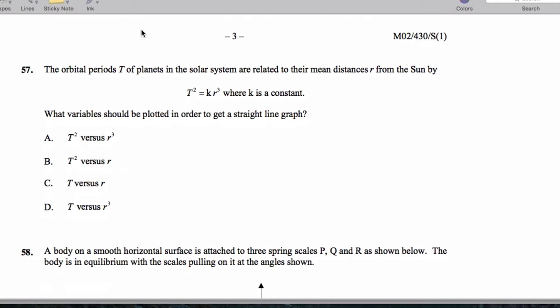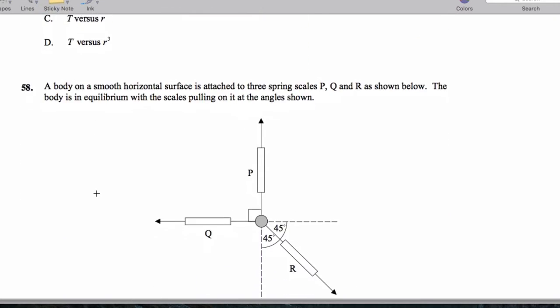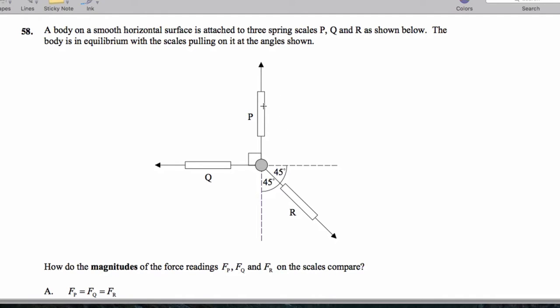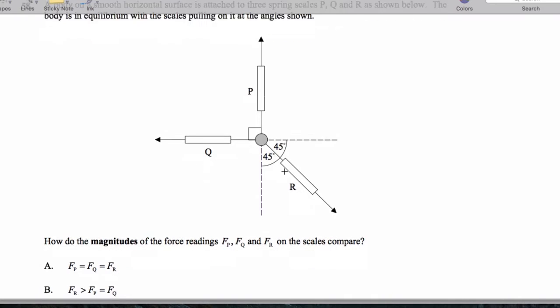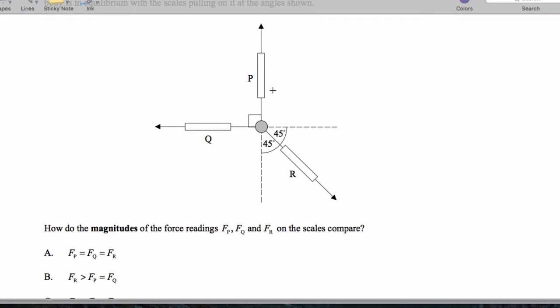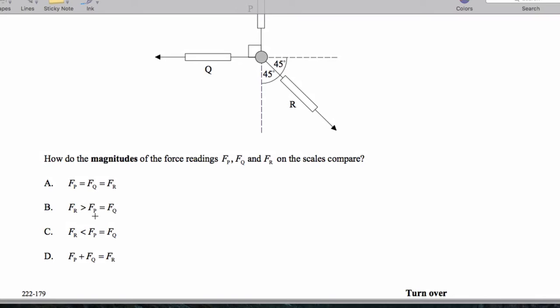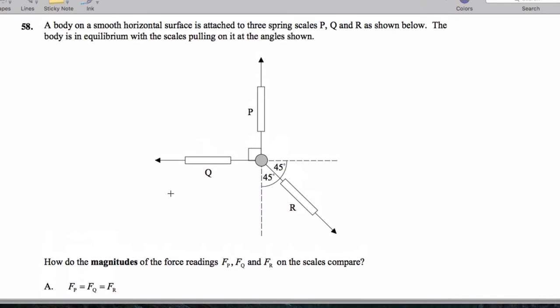Orbital period, solar system. So this looks like a Kepler's law question, like, oh gosh, he put new stuff on there. Nope. What variables do we plot to get a straight line graph? This versus that. Don't even trip. Just keep it simple. Now here. A body on a smooth horizontal surface attached to 3 spring scales. So how do these forces compare? Well, we know that these lengths are the same, so these forces are the same. So we're going to have Q and P the same, and R is going to need to be bigger since these are both components of it. So what that means is that FR is going to be bigger than these two equal forces, which is choice B.